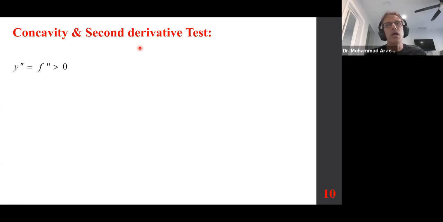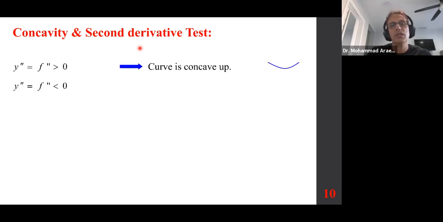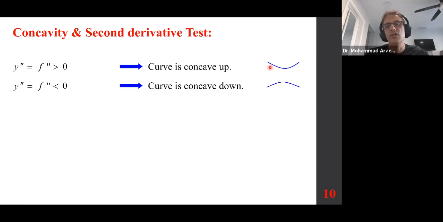So f double prime or y double prime, if it's positive, the curve is concave up. And if it's negative, it's concave down. If it's concave up, in the vicinity of concave up, this is the location of a local min. Okay, so when f double prime is positive, it gives us a local min.